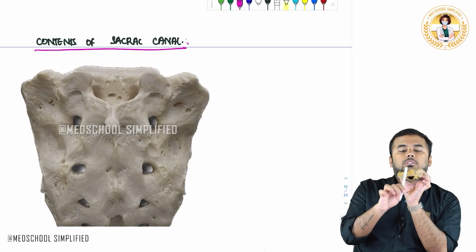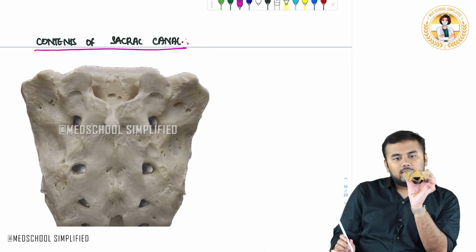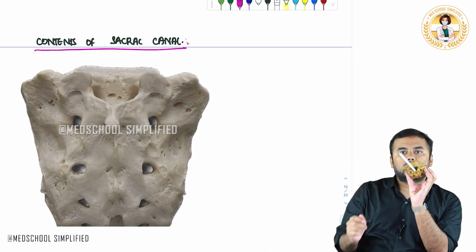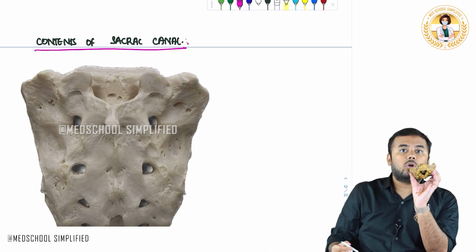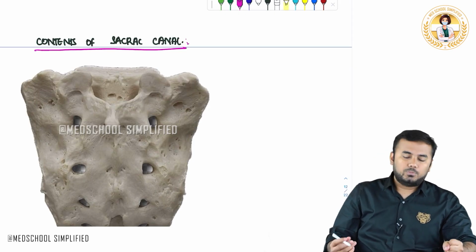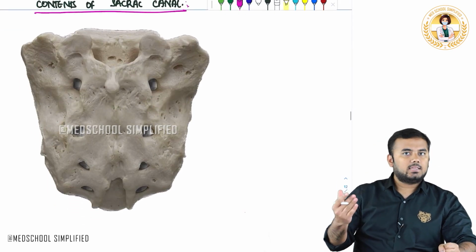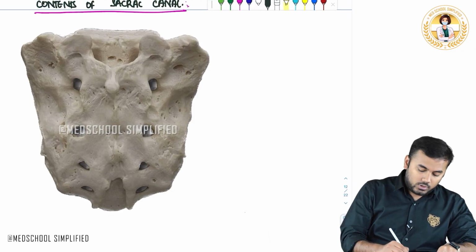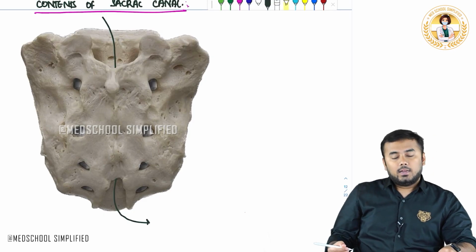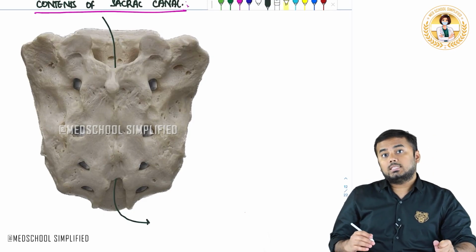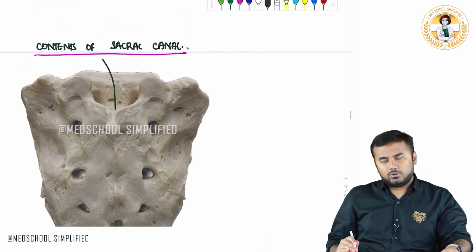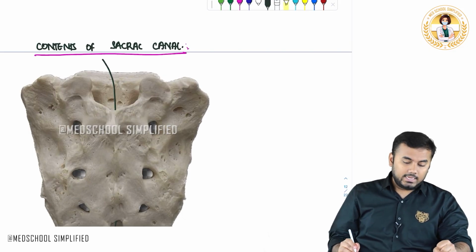These two are called the ala of the sacrum bone. Just behind the body here, you can find an opening, right? This opening is called the sacral canal. In simple language, the sacral canal has an inlet and an outlet. This is the inlet here and this is the outlet here. This outlet is also called the sacral hiatus, but we shall come to that in a minute. So this is the inlet.